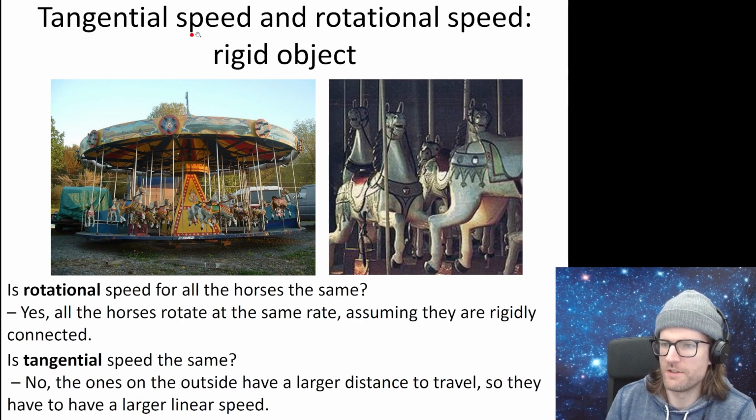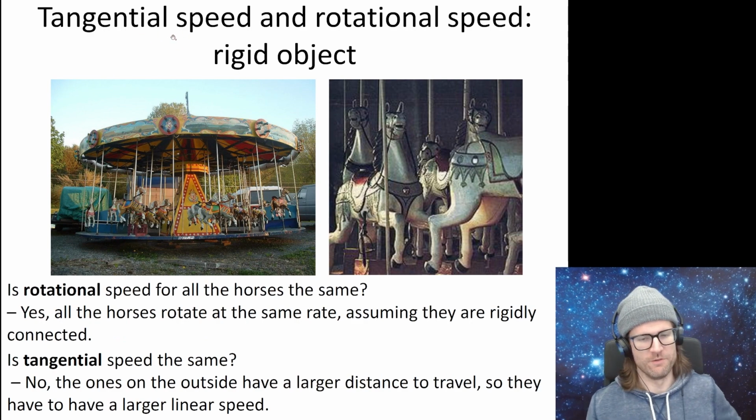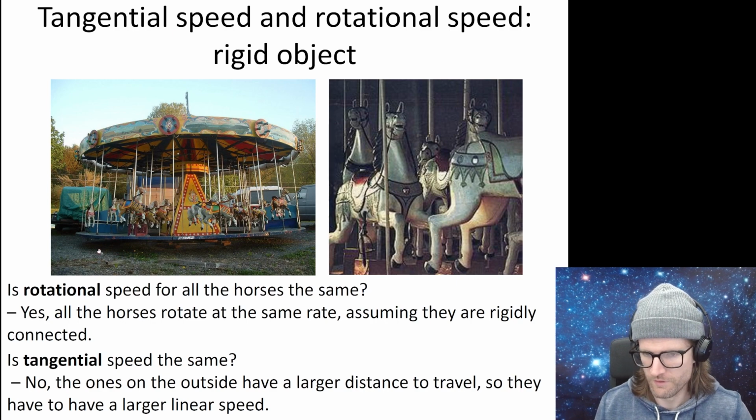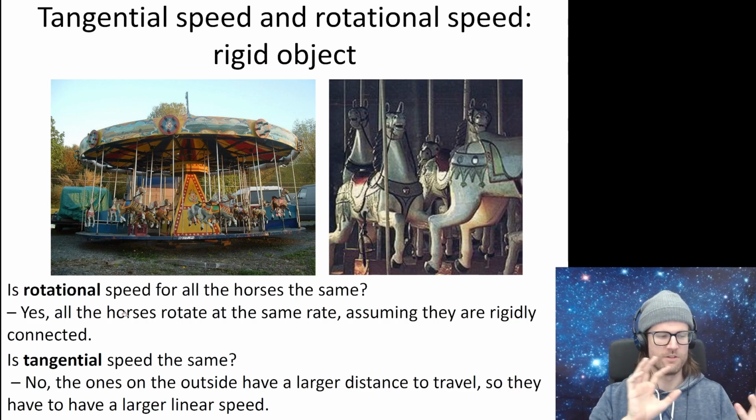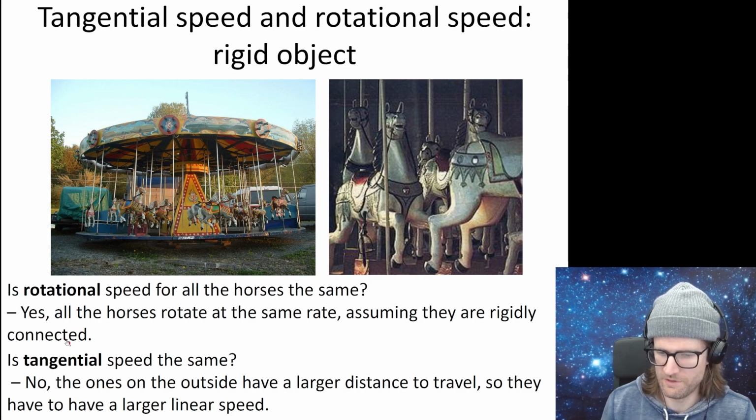Okay, so let's talk about tangential speed and rotational speed of a rigid object. So this is a merry-go-round. There are horses on the merry-go-round. Is rotational speed for all of the horses the same? The answer is yes. If it's solid, it's going around at the same rotational speed. All the horses move at the same rotational speed.